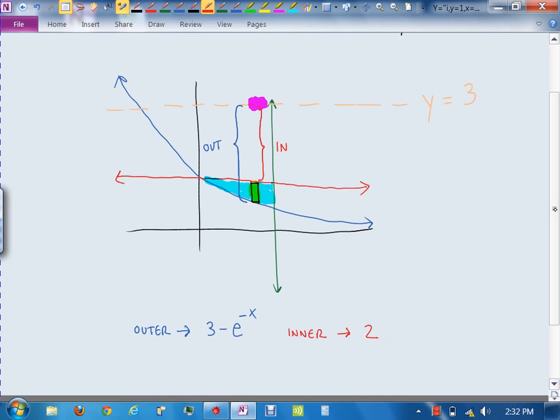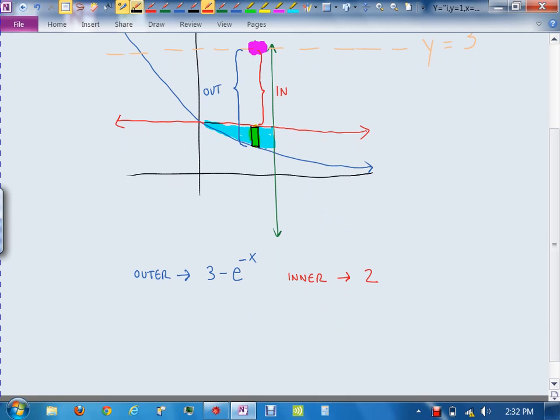And so do we have the limits of integration? Same as last time, 0 to 2. Integral from 0 to 2, outer squared minus inner squared dx.